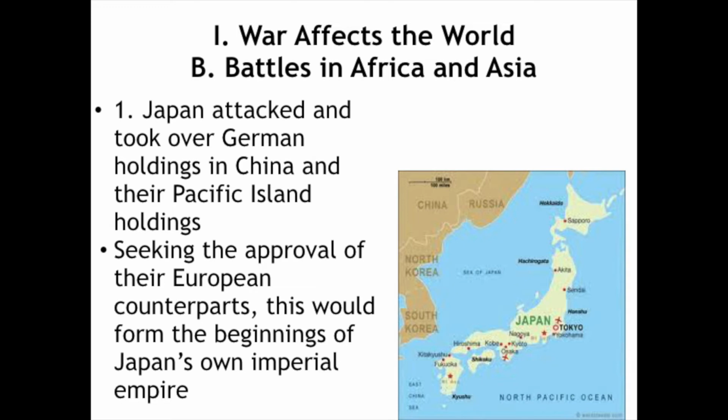They sought the approval of their European counterparts. They wanted to be looked at as all other European imperial forces, and as being capable of taking and creating their own empire. But this would form the beginnings of what we would refer to as Imperial Japan, which would last until 1945.